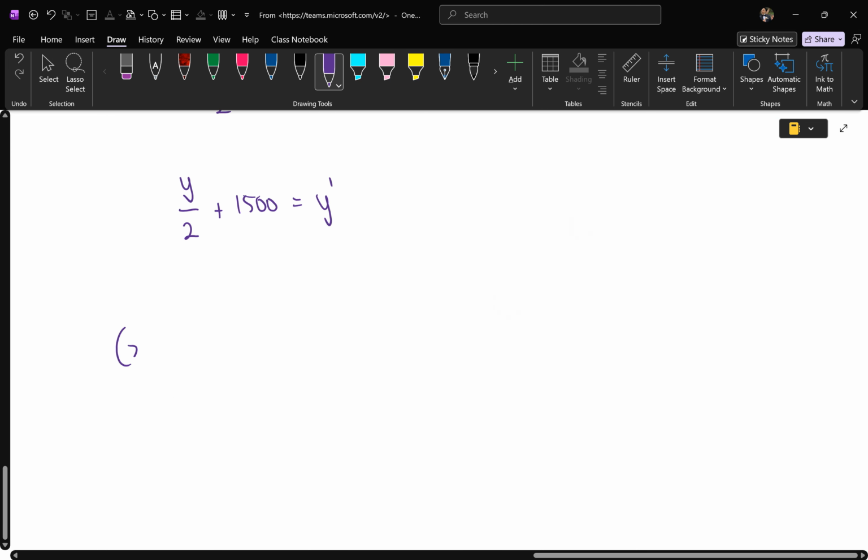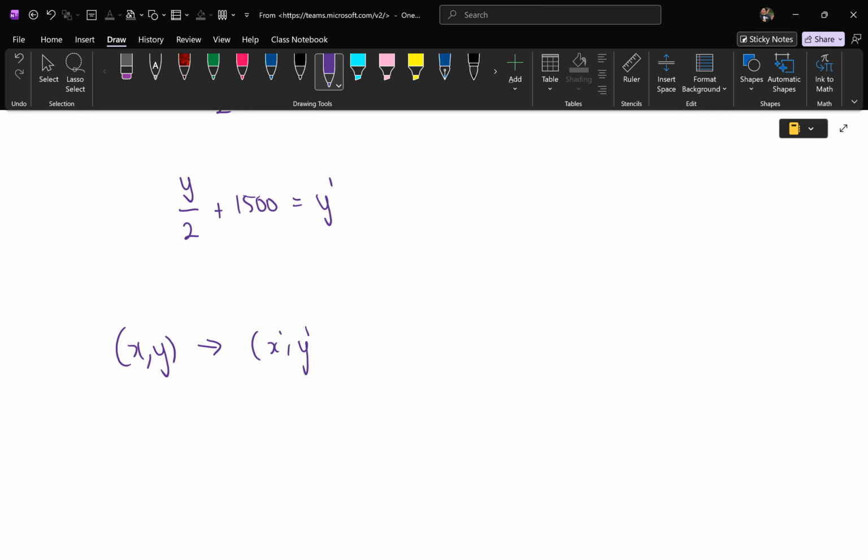Okay, so what we're saying is x, y original becomes x dash y dash. Well, in this case, we know that x dash is still the same as x, and y dash is actually now equal to half of y plus 1500. So what is this? What's my two transformations? It's dilate factor of half from the x-axis and then translate up by 1500.